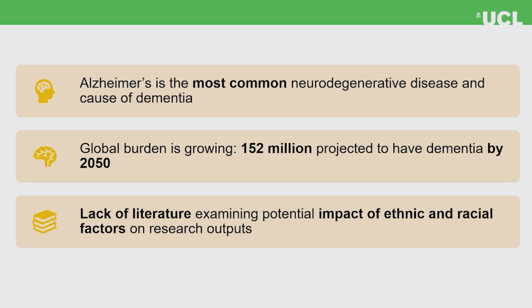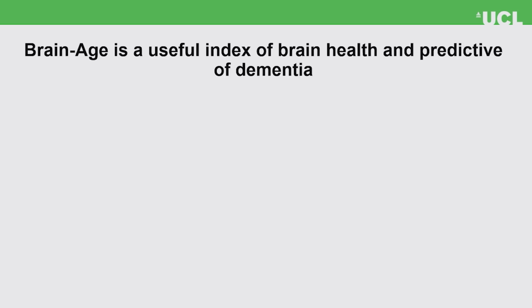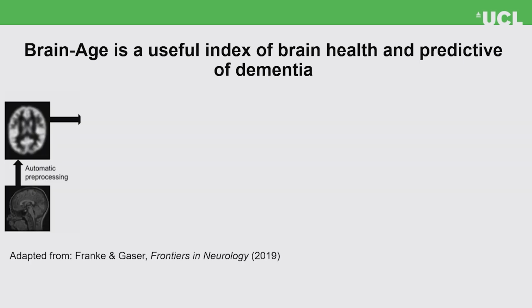And there's quite a few research outputs. One of them that you may have heard of before, sorry, the animations are a bit out of whack, is brain age, which is a useful index of brain health and is predictive of dementia. Brain age can be derived in several ways, but in this case, we'll be talking about brain age derived from routinely collected T1 MRI scans.